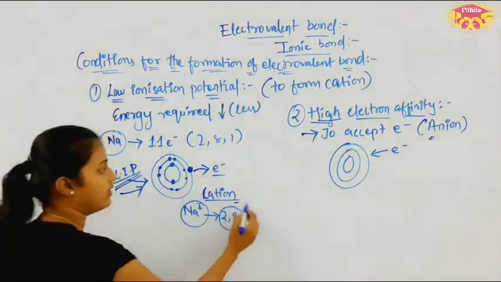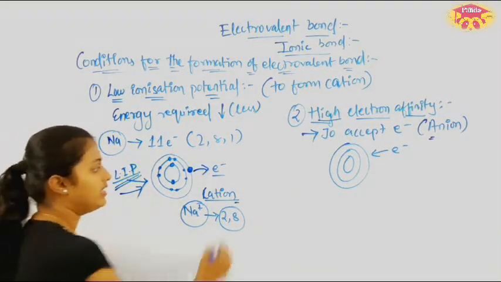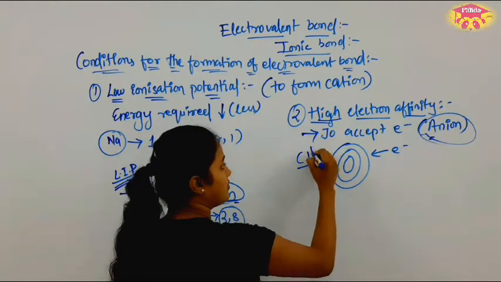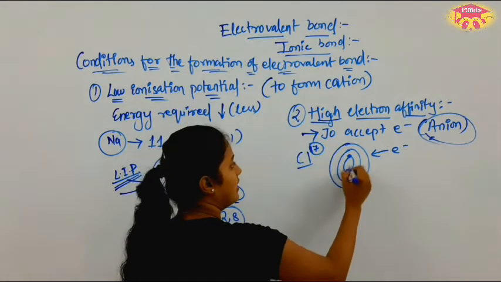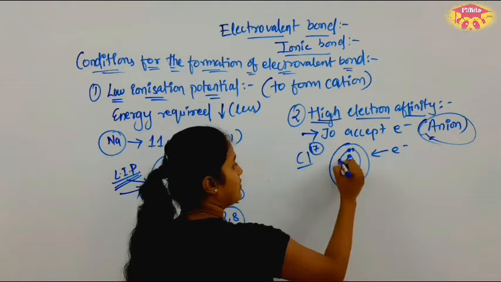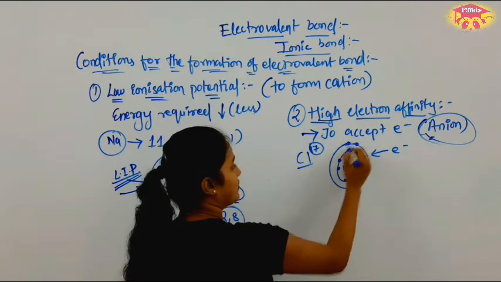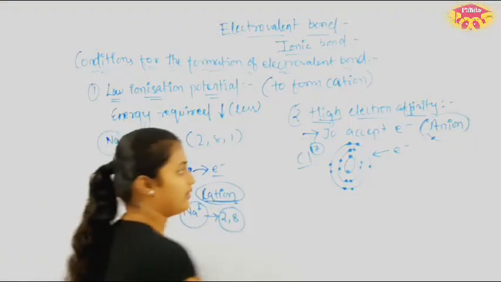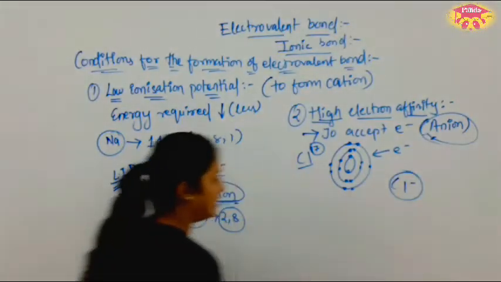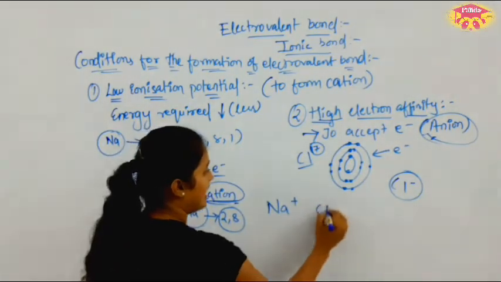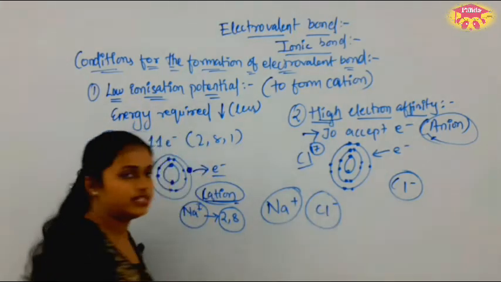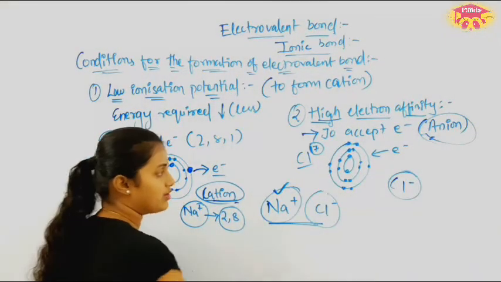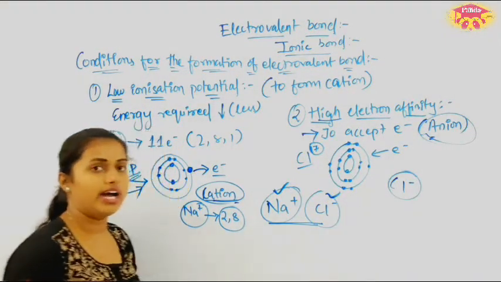So here a cation forms and here an anion forms, right? So a cation is formed and an anion is also formed. For example, the chlorine atom, students, 17 electrons, that is 2 electrons, 8 electrons and 7 electrons, right? It will easily accept 1 electron and will form the chloride ion, Cl minus. So Na plus and Cl minus, isn't it, students? So one atom should have low ionization potential and the other atom should have high electron affinity.